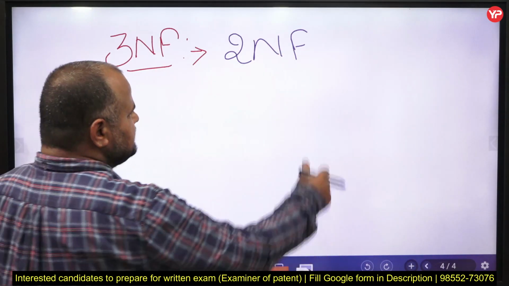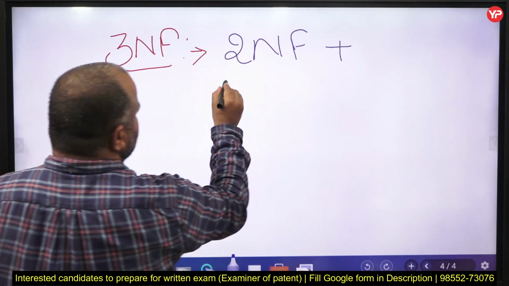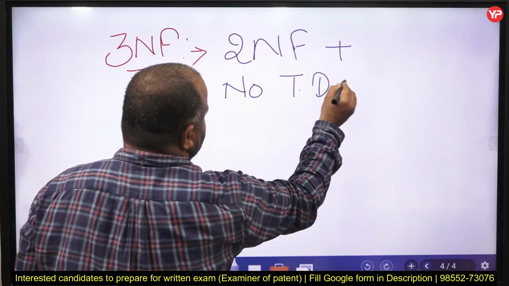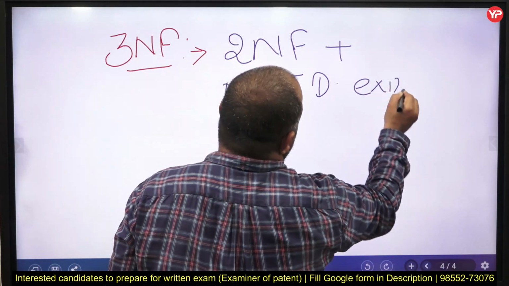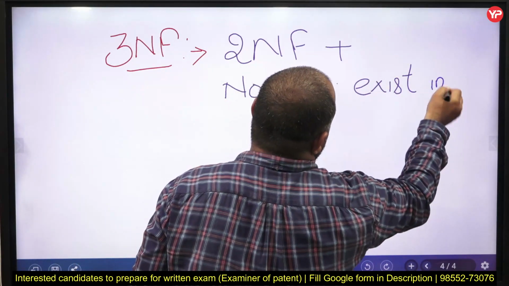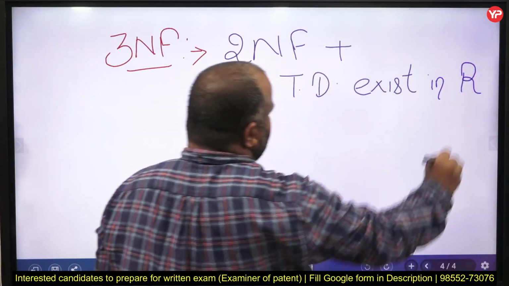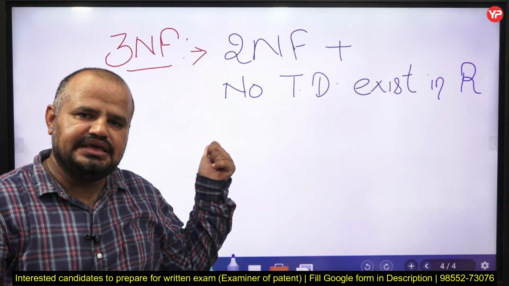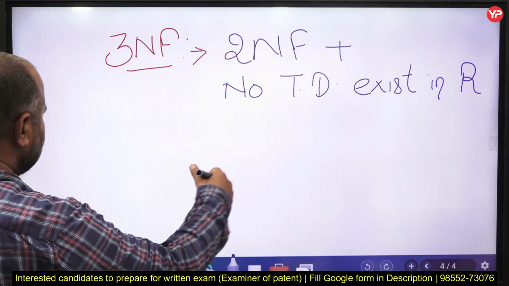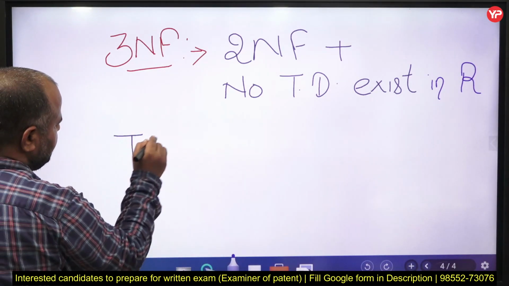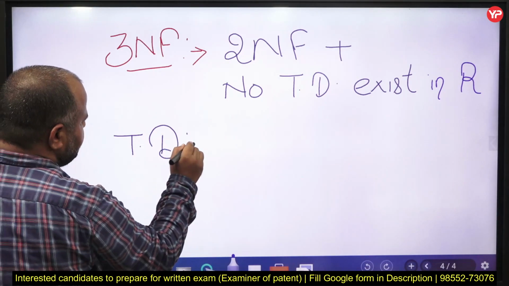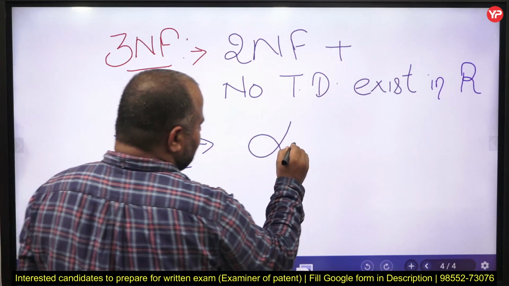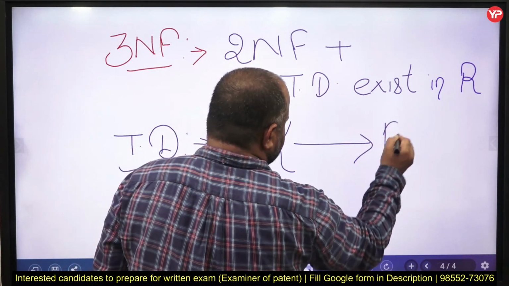Plus it says that no transitive dependency exists in R. In that case, that relation will be in 3NF. Now again I have to describe what you mean by transitive dependency. See, my dear students, again I am just talking about the FD alpha uniquely determines beta.